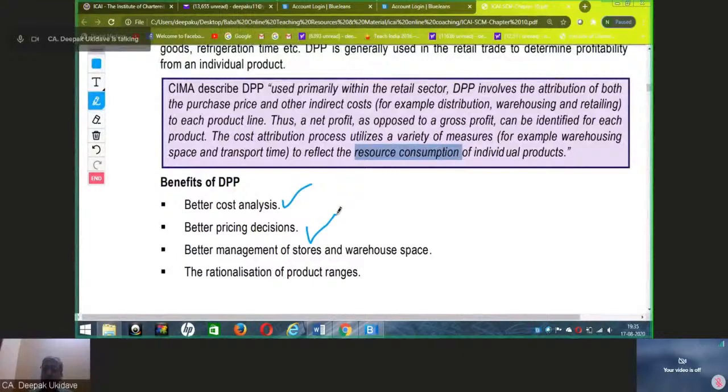Better management of stores and warehouse space, because I know how much space is required for each type or category of the product. So, utilization of resources properly and rationalization of product ranges, right? Rationalization means product mix here. Right, product mix. Management will be in a better position to have a basket of different products, because for each product we can find out separate profitability.